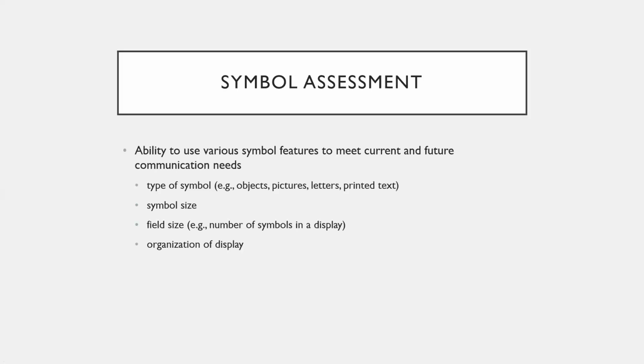Is a person able to attend to all the symbols in the way that they're organized, okay? Or do we need to organize all the way to the right or all the way to the left? Sometimes we need to do that when there's a visual field cut, for example. So that's a little bit more about the symbol assessment.